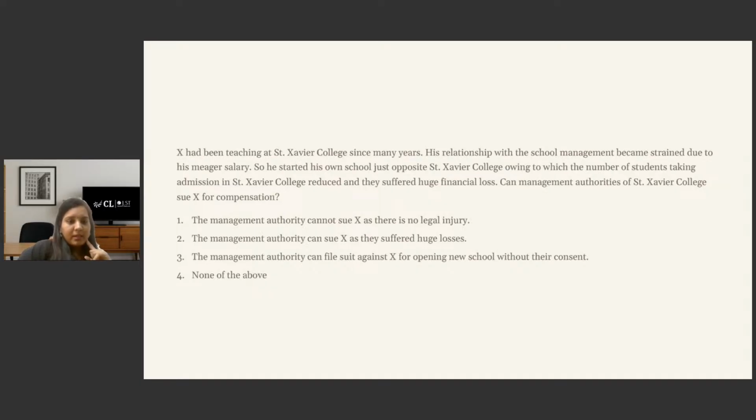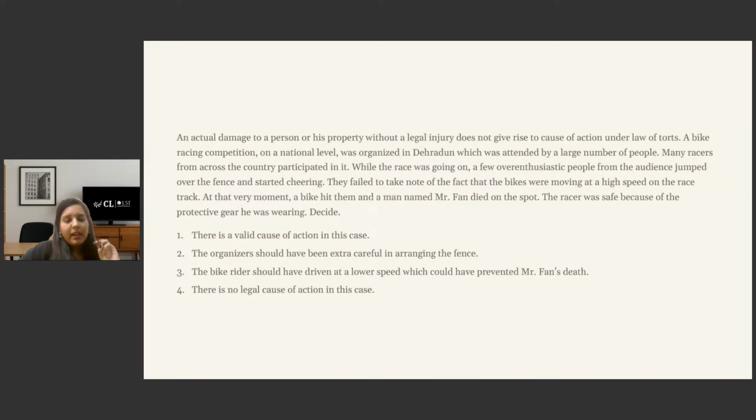The answer is no, the management authority cannot sue X, for there is no legal injury that has been harmed here. An actual damage to a person or his property without legal injury does not give rise to a cause of action under the law of torts.